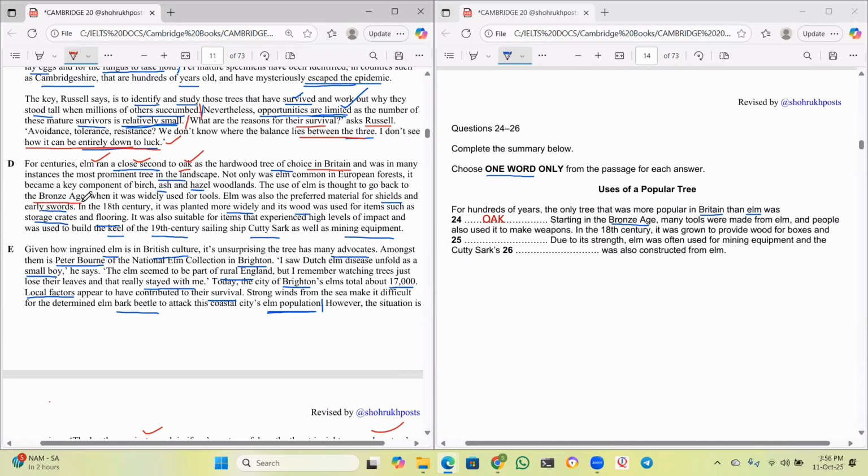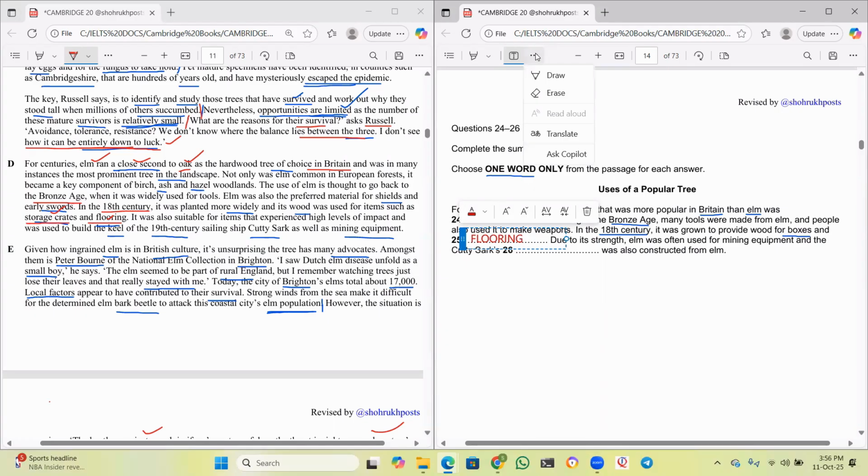Look at this. This is the Bronze Age. And then in the 18th century. So this is the 18th century here. Let us read this sentence. In the 18th century, it was grown to provide wood for boxes and dash. So boxes and something is the answer. What is that? So in the 18th century, it was planted more widely and its wood was used for items such as storage crates and flooring. Storage crates means boxes, right? And flooring. So yes, flooring is our answer. This is also very easy, guys. Very easy paragraph, all direct answers.